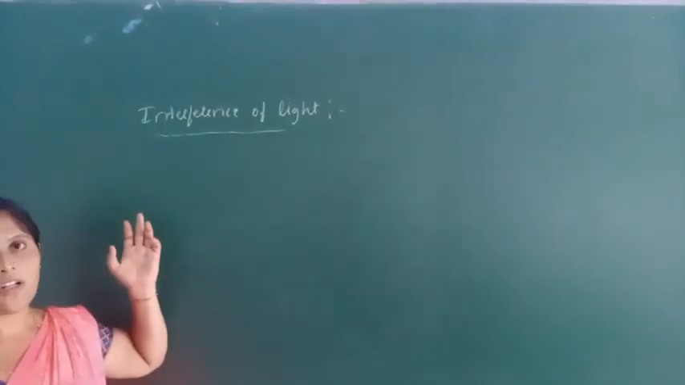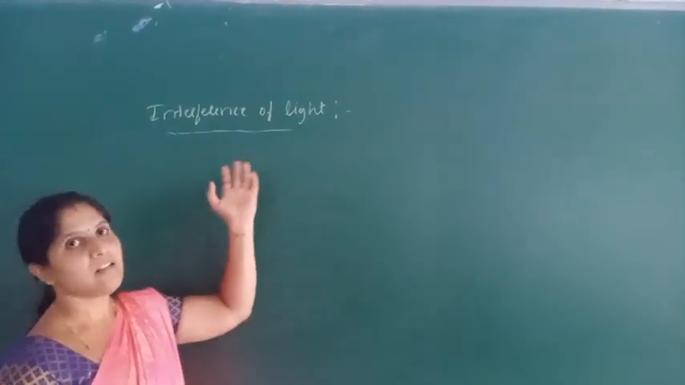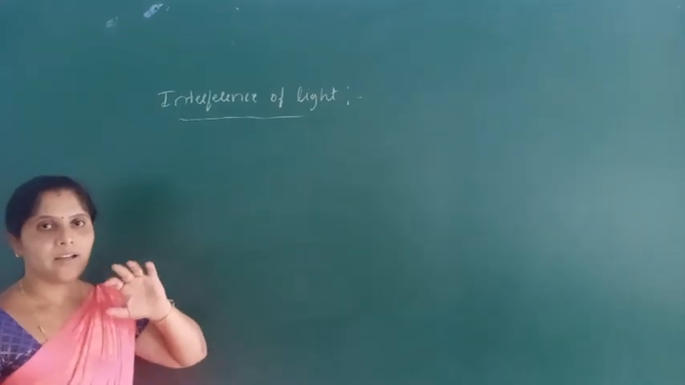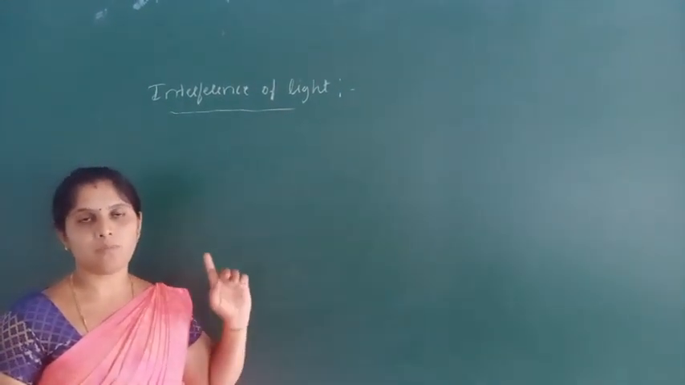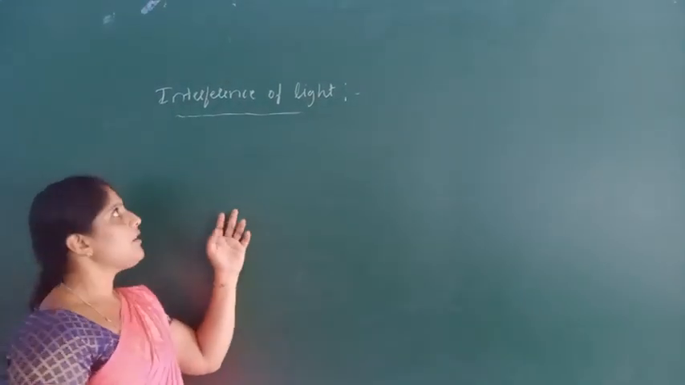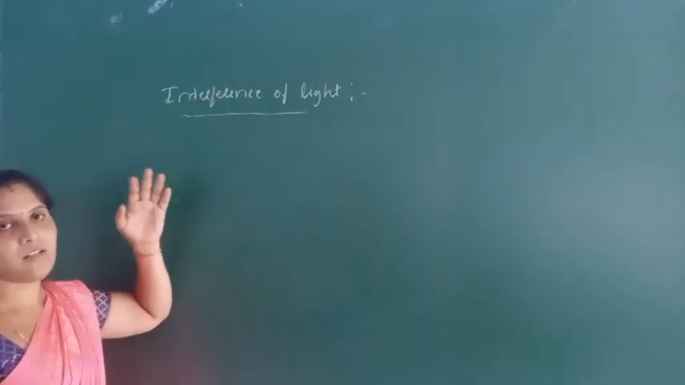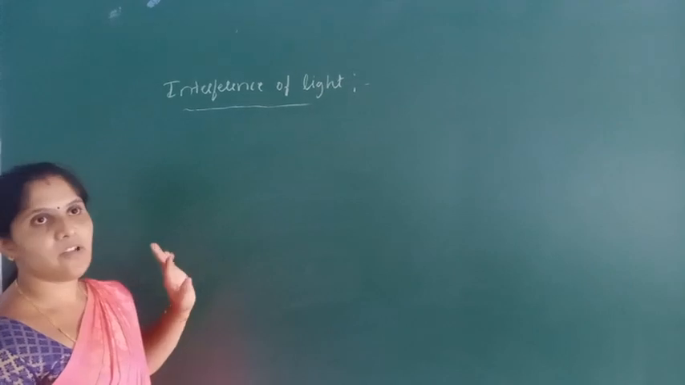In the previous session, we just defined interference of light. What is interference of light? The modification in the distribution of light energy when two or more waves are superposed on each other. In this session, we discuss the types of interference of light.